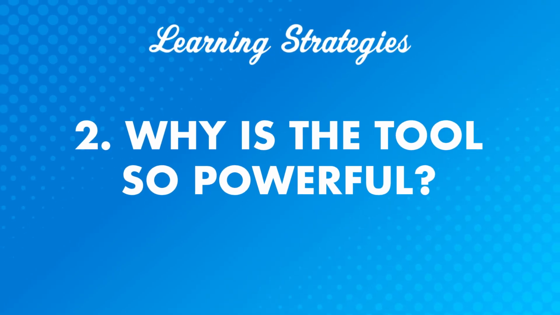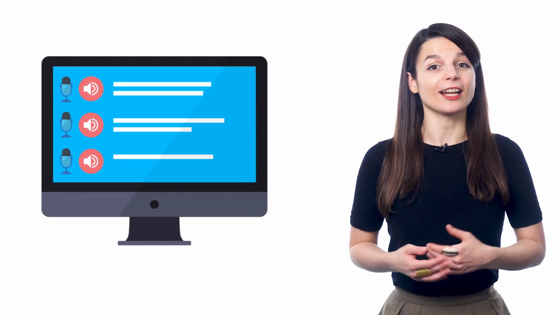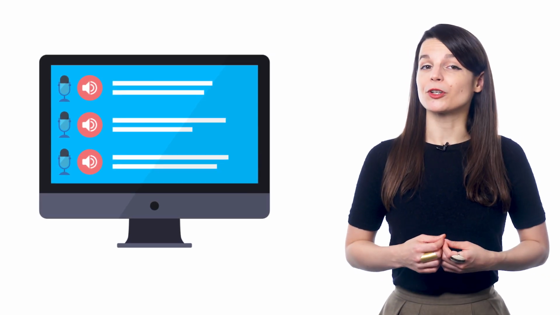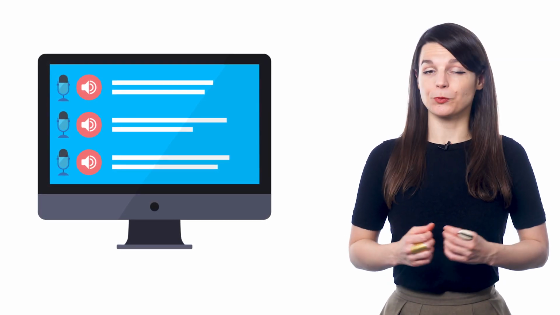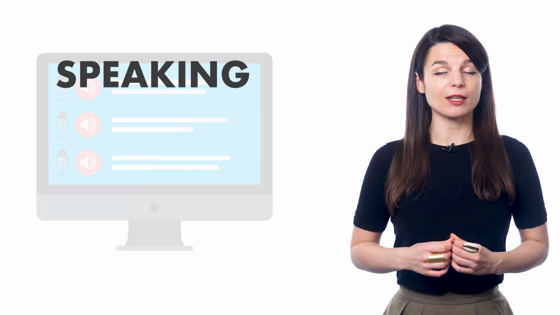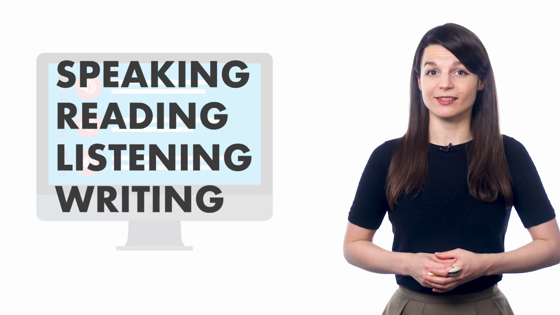Number 2. Why is the tool so powerful? For example, let's look at how you can use it to improve your speaking skills. When you listen to a lesson, use the dialogue to read along. As you listen, speak out loud along with the lesson. Repeat what you hear. The Dialogue tool makes mastering conversations super easy. It breaks down the lesson conversations one line at a time. You can use it to make sure you understand every line, phrase, and word without getting overwhelmed. And you can also use it to perfect your speaking, reading, listening, and writing skills.